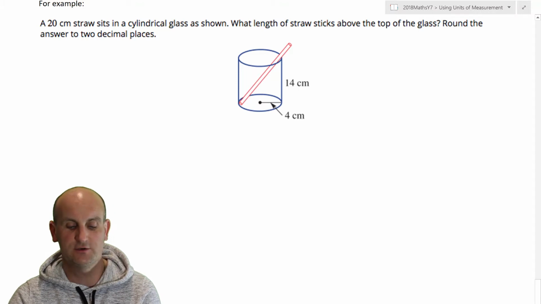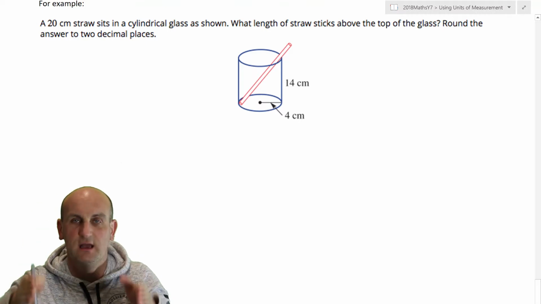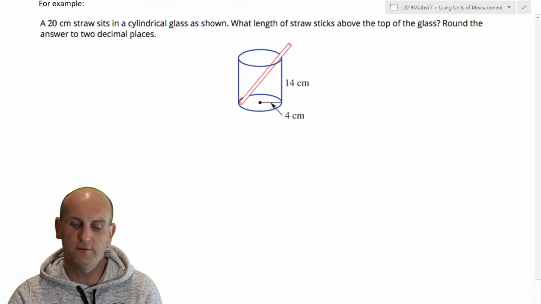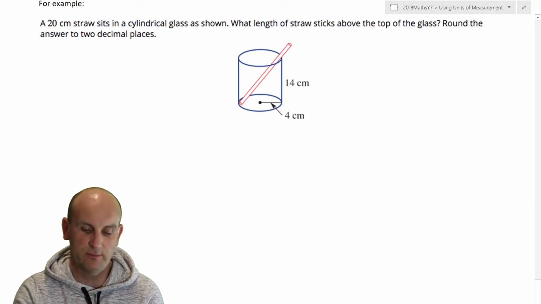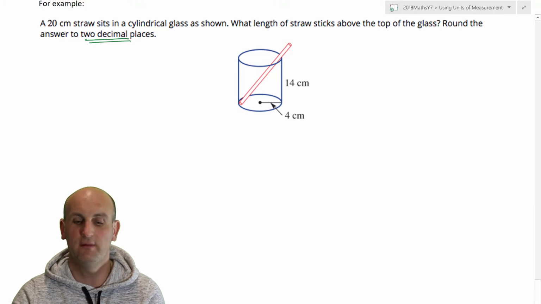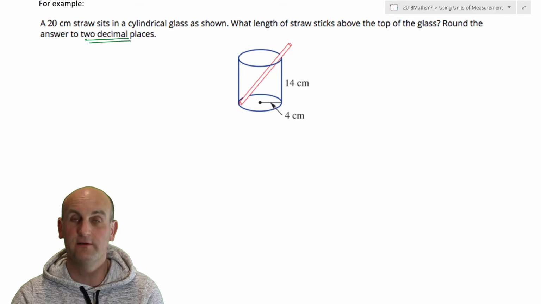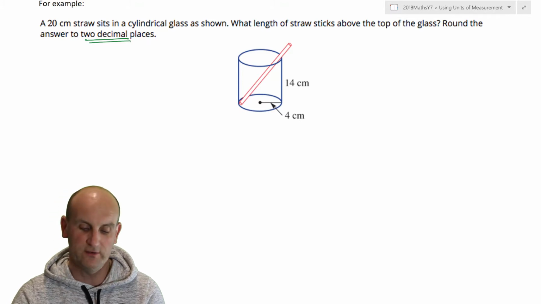A 20 centimeter straw sits in a cylindrical glass as shown. So a cylindrical glass just means it's a cylinder that basically has straight edges. What length of straw sticks above the top of the glass? Round your answer to 2 decimal places. Okay, so first things first, it doesn't say to do it in exact, so I've got to round it to 2 decimal places. Hopefully my very poor calculator, otherwise known as a phone, will be able to help me with this.